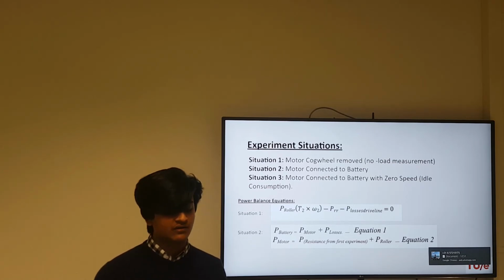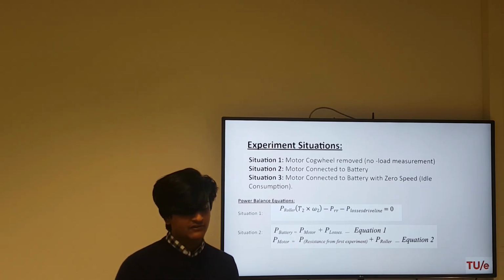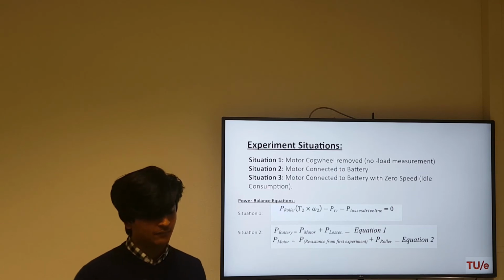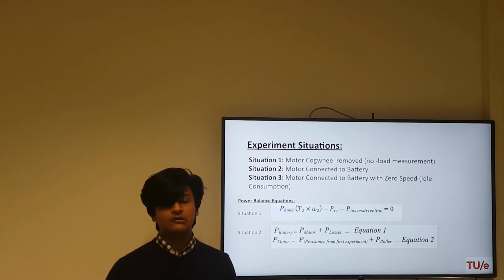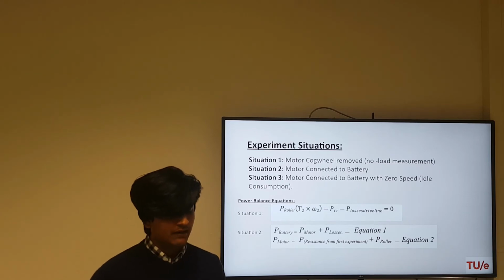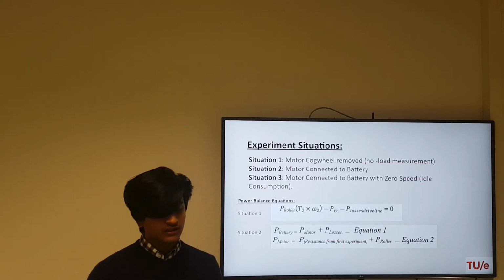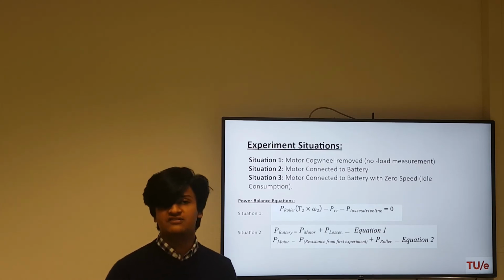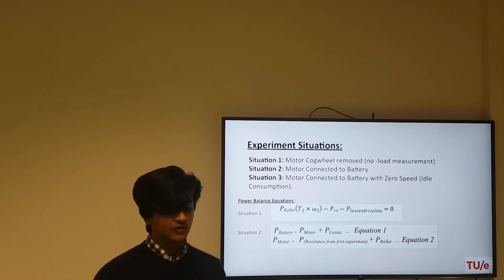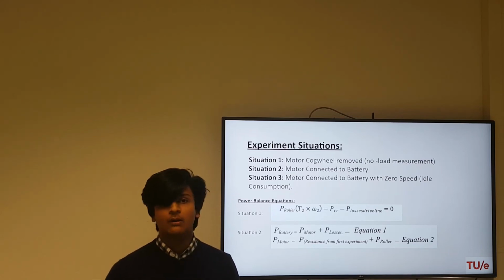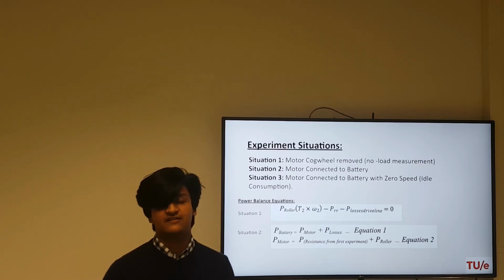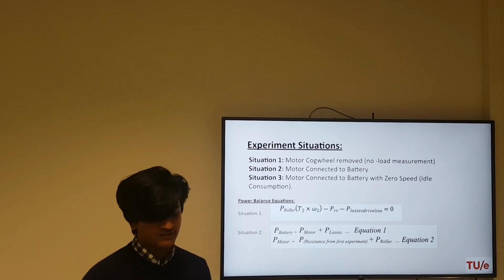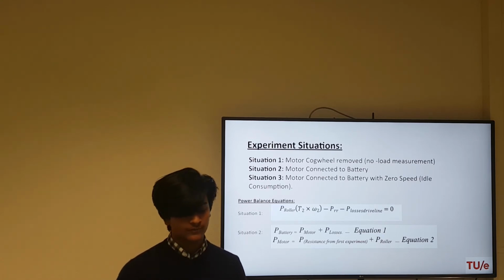voltage times current. So power of battery gives us the power for the motor, and there are certain losses with the battery associated as well. Now when we talk about the power which is related to the motor, we will obviously have a little resistance from the first experiment that we did, because there's going to be a little power lost while we perform the first experiment, as in the first situation, and then of course the power which is given to the roller.